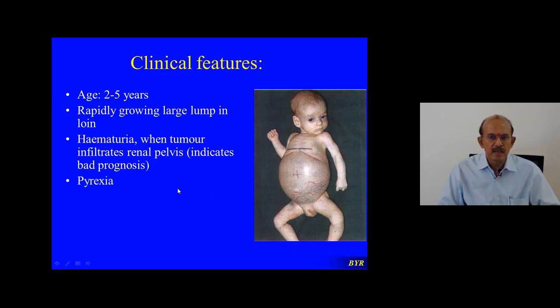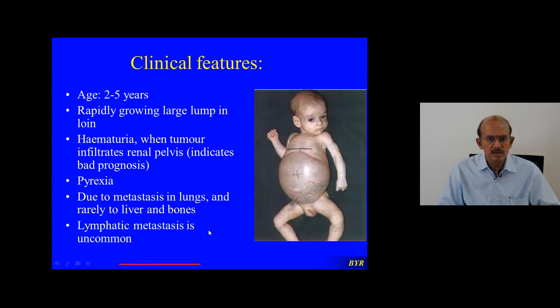There may be pyrexia due to metastasis in the lungs and rarely to liver and bones. Lymphogenic metastasis is uncommon. This is because the mesenchymal tumor always tends to metastasize by blood, to the lungs, and rarely to the liver and bones.